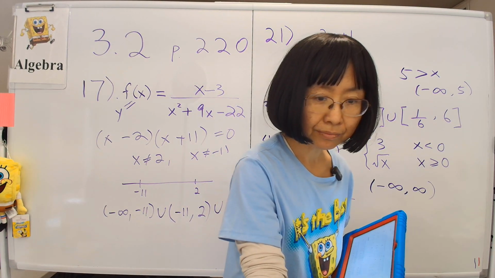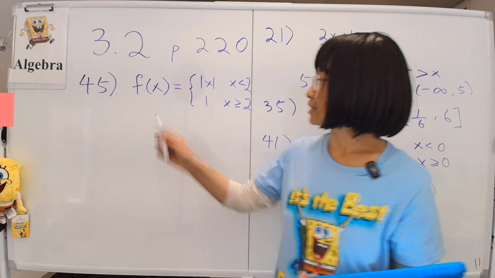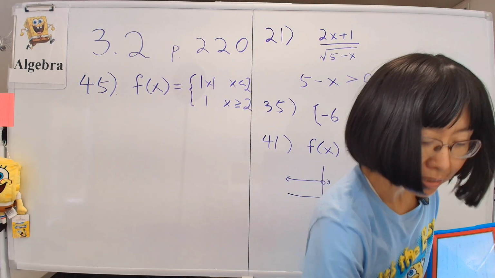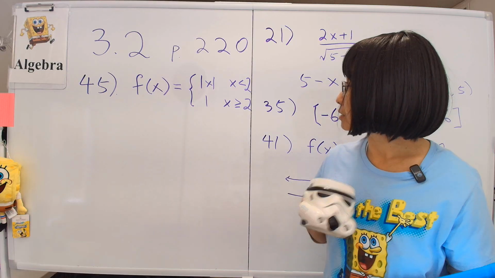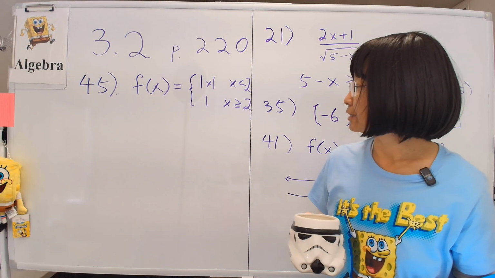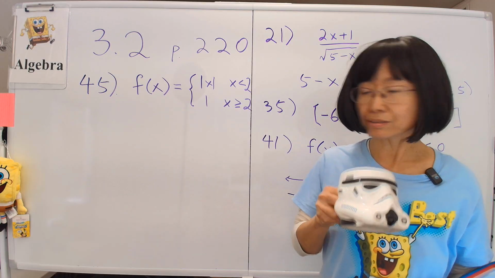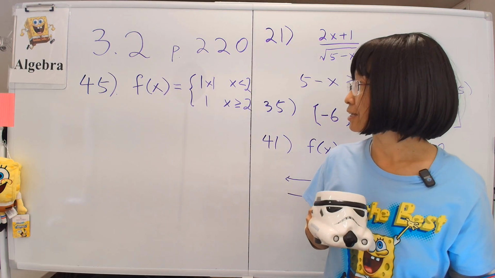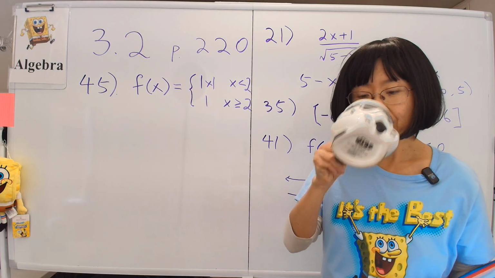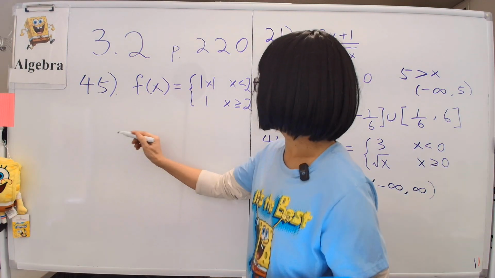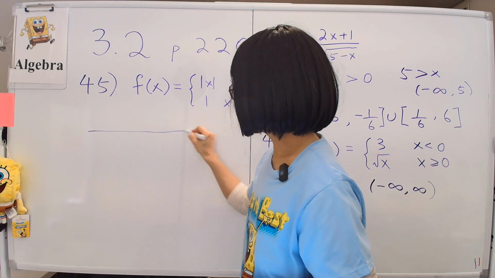Next, we are going to draw this piecewise function where f(x) is the absolute value of x for x less than 2, and when x is bigger than or equal to 2, its value is a set value of 1. So let's do that and draw the graph.